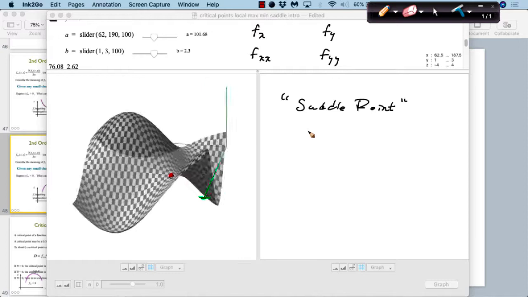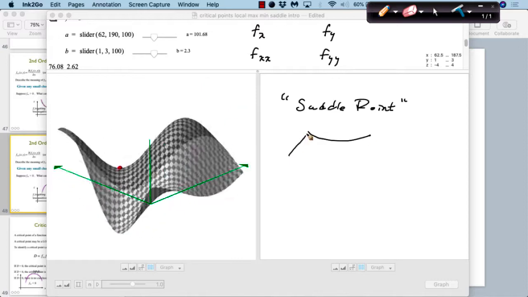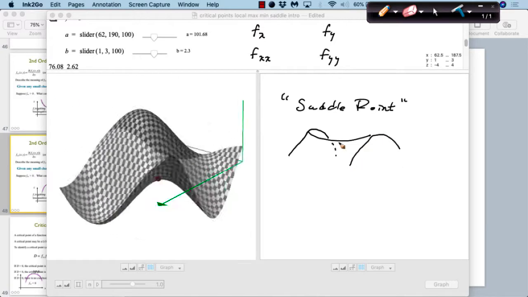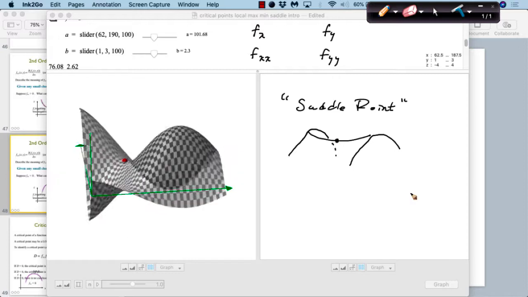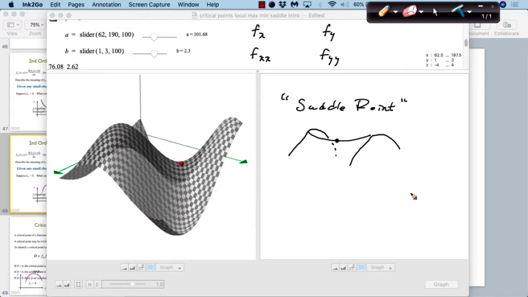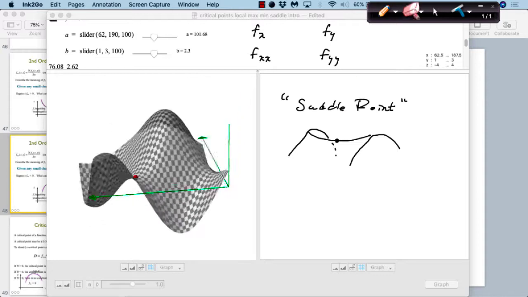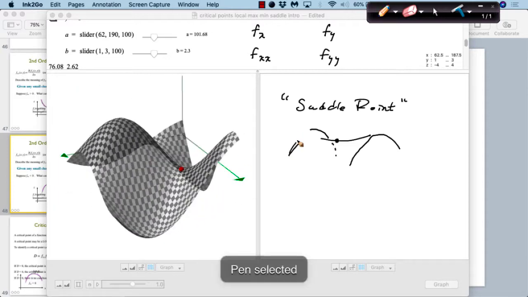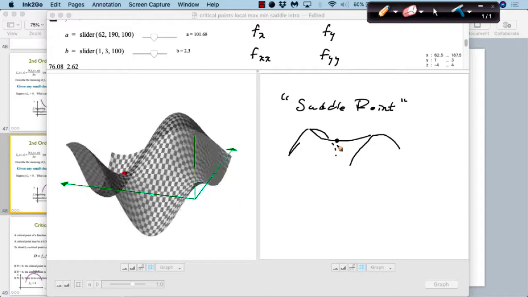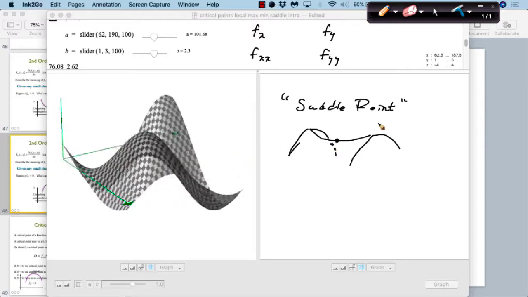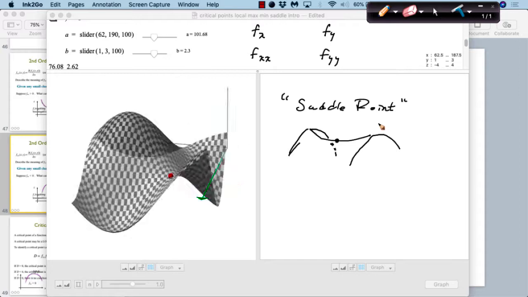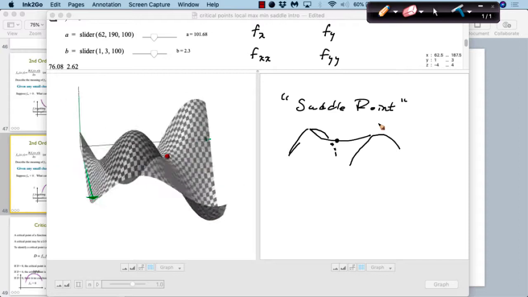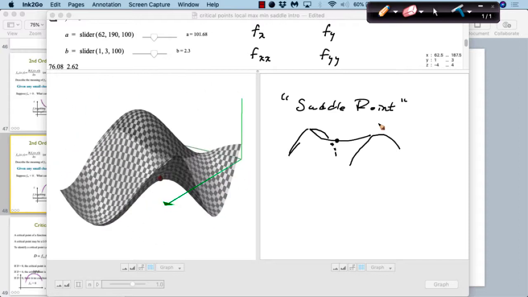An easy way to draw those is going like this, and then this. So right there, if you go left or right on the page, that's a minimum in that direction. But if you go forward and back, you have a maximum in that direction. That's the same thing we have here on the graph that I showed you. It's called a saddle point.